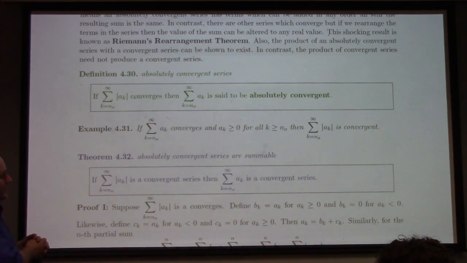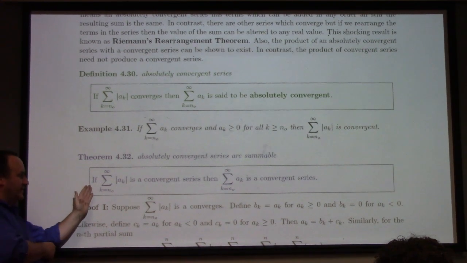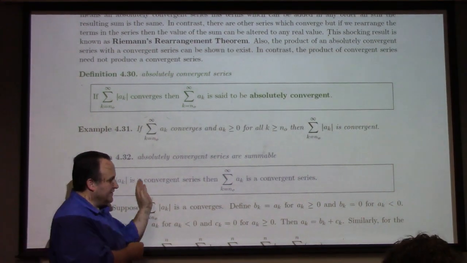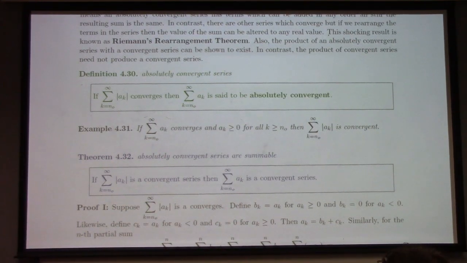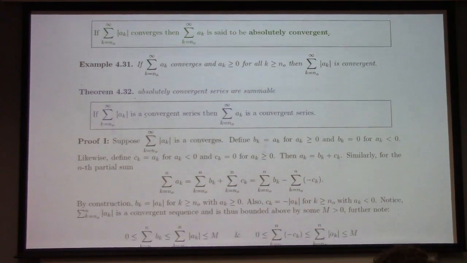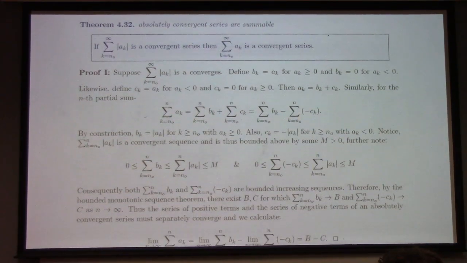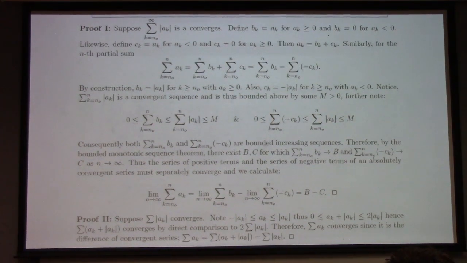So this is one of the theorems we have, which is that if you have an absolutely convergent series, then it implies convergence of the series. All right, that's very nice. The proof, I have 2 proofs. My first proof is clumsy. That's the one I thought of, all right?